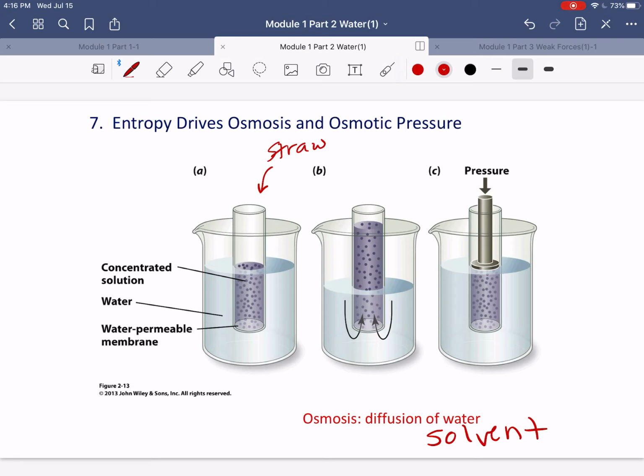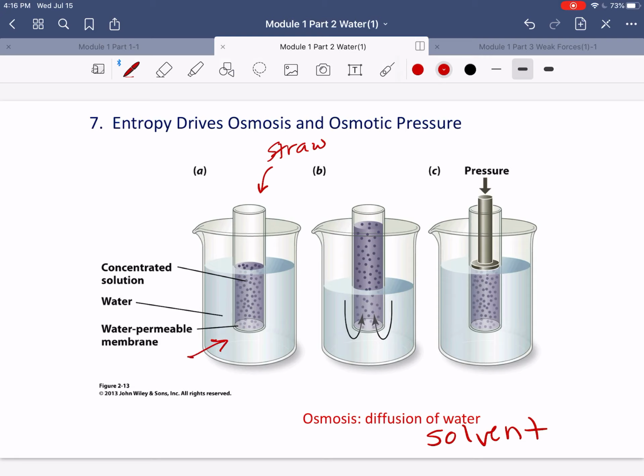And inside the straw, above the permeable membrane, is a purple solution with dark purple solutes, okay? And it's concentrated in those solutes. So there's a high concentration of solutes, which means that the water molecules have to share the space with the solute, okay? And that means there are fewer water molecules in the purple region than there are in pure water, which would be the blue region.